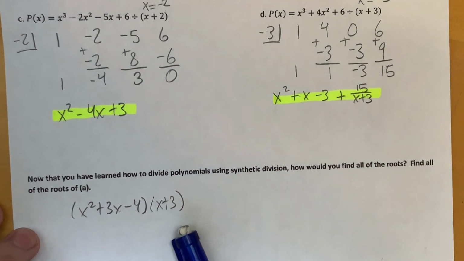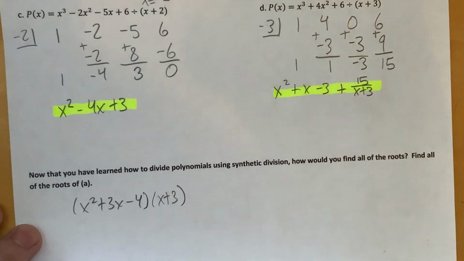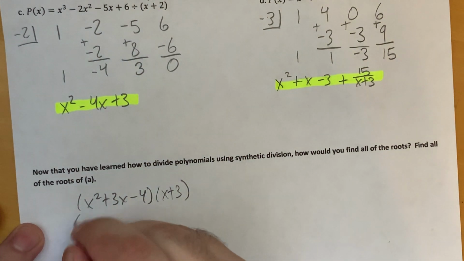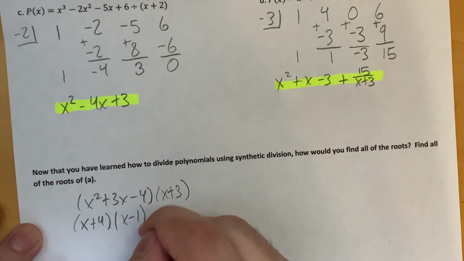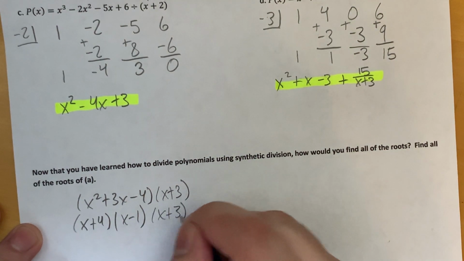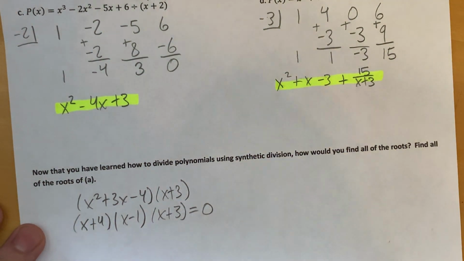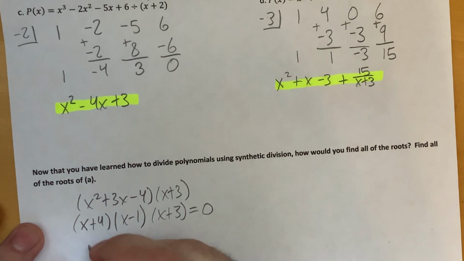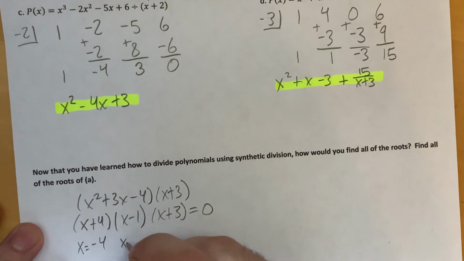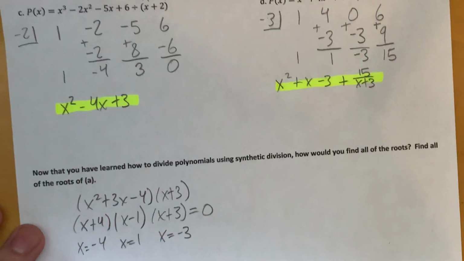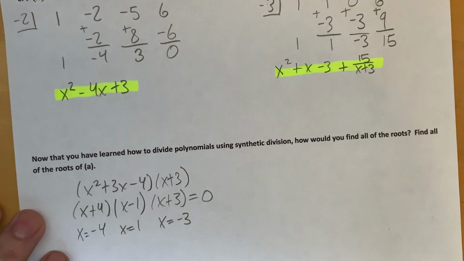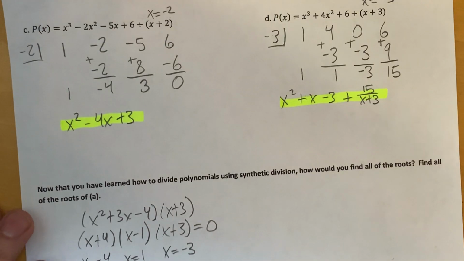Not putting that in there would be a mistake. We'd be missing one root. So how can we factor x squared plus 3x minus 4? Yes, we can. I've already done the factoring, so it's x plus 4 and x minus 1, and then times x plus 3. And the whole thing is equal to 0 to find the roots. So x equals negative 4, x equals 1, and x equals negative 3. And that's how we find the roots of A.